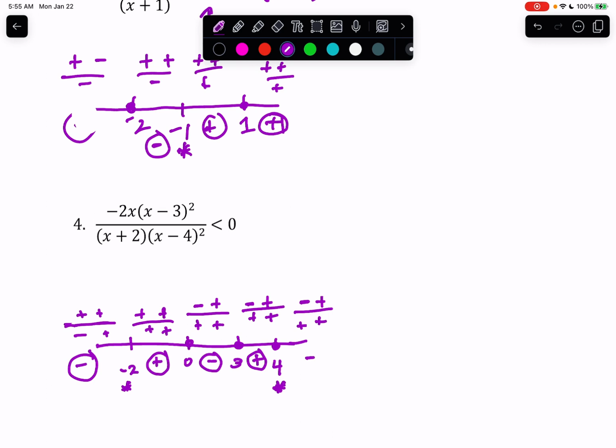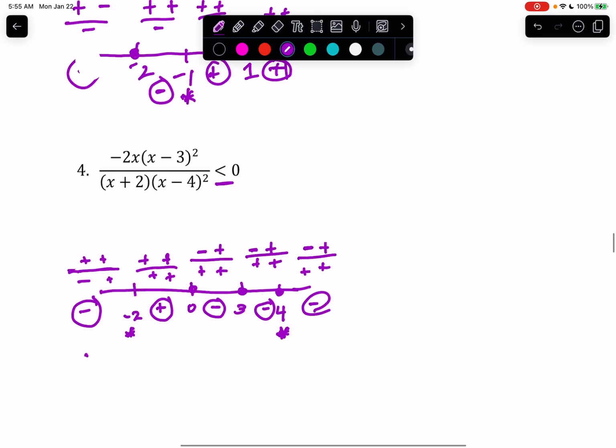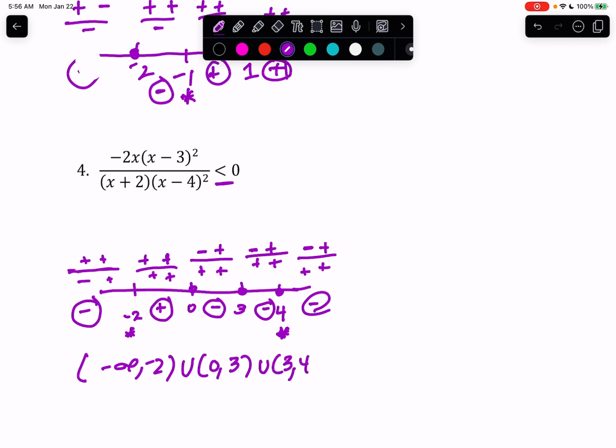I did this one wrong. I don't know why I said that. This is 3 positives, 1 negative, so this is negative, and that's negative. Okay, so we only have one place that's positive. It asks where it's negative. Soft brackets all the way because it's just less than. So we would have negative infinity to negative 2, and then from 0 to 3, and then from 3 to 4, and then from 4 to infinity.